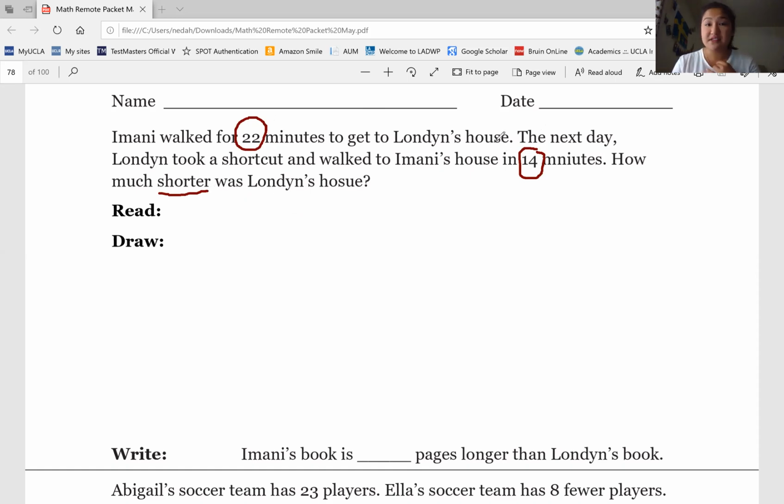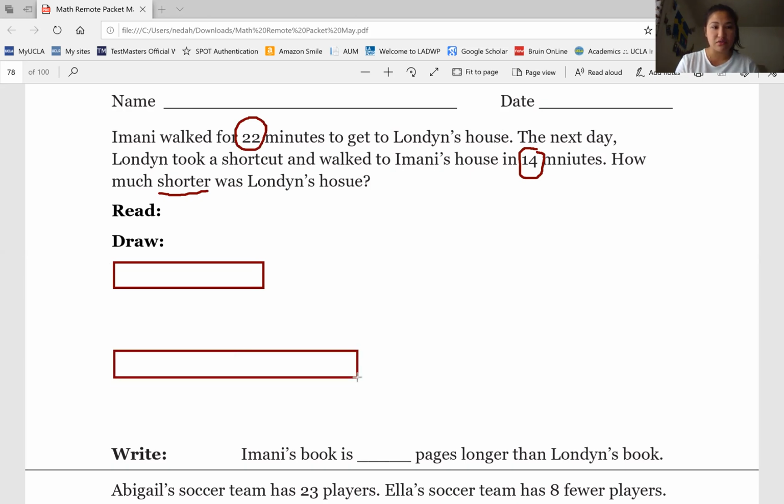To find the difference between these two numbers, you can choose to set up either a regular or a double tape diagram. I'm going to stick with the double tape diagram. So I'm going to draw one bar first, and then I'm going to draw another bar. And which bar do you think belongs to London? That's right, it's the second one down here. This tape is for London because it's the shorter one.